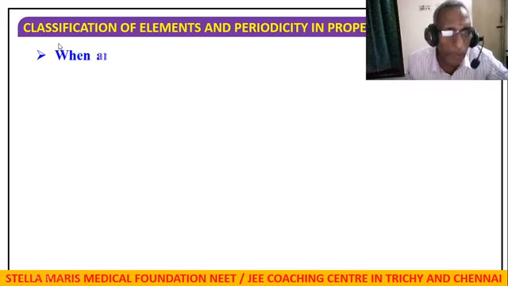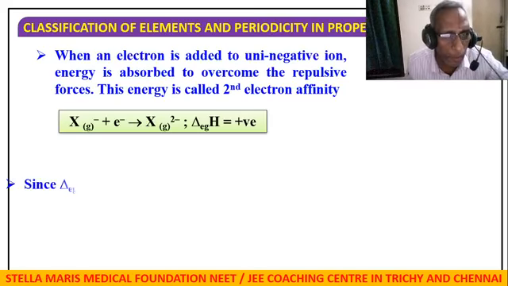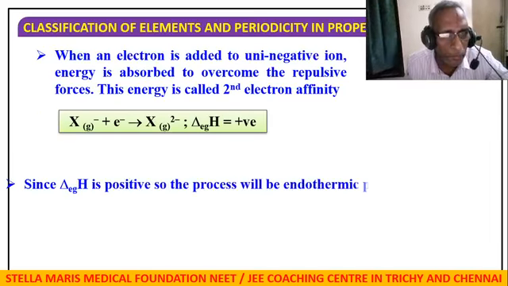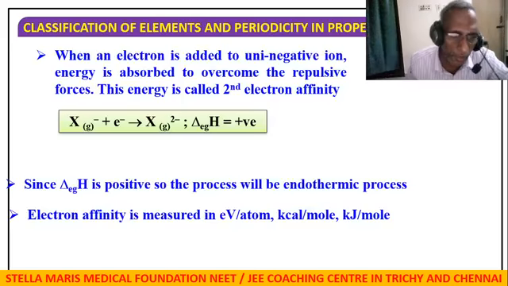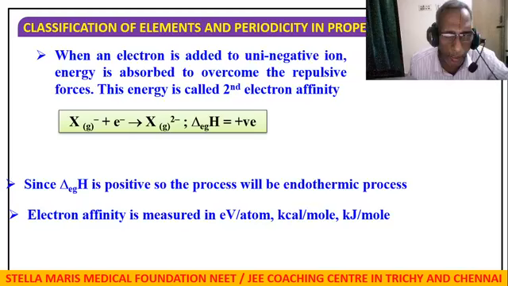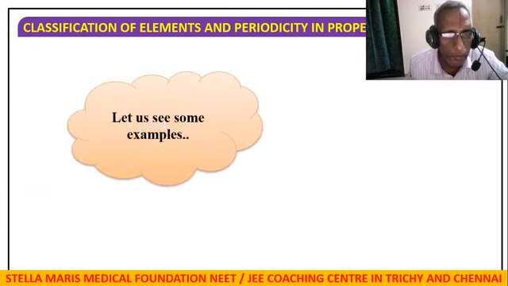The first electron gain process is exothermic. The second electron gain process is endothermic. So electron affinity is also a unit of energy: electron volt per atom, or kilocalories per mole, kilojoules per mole.